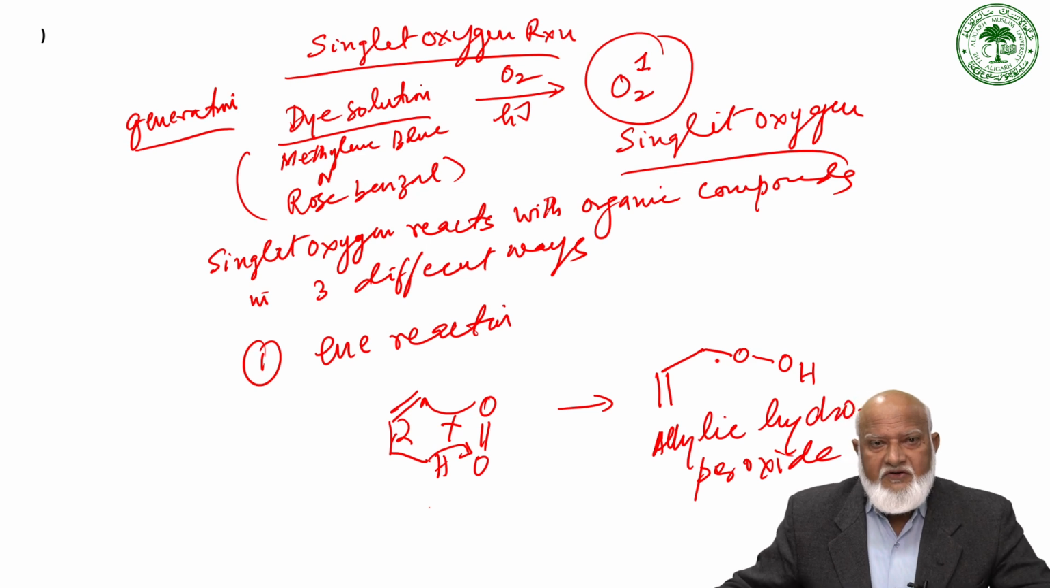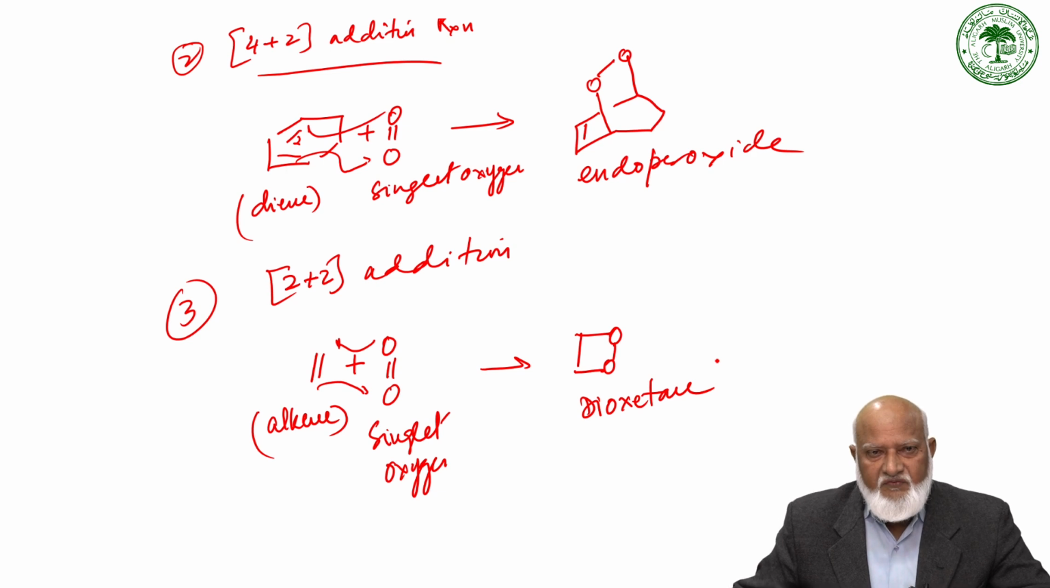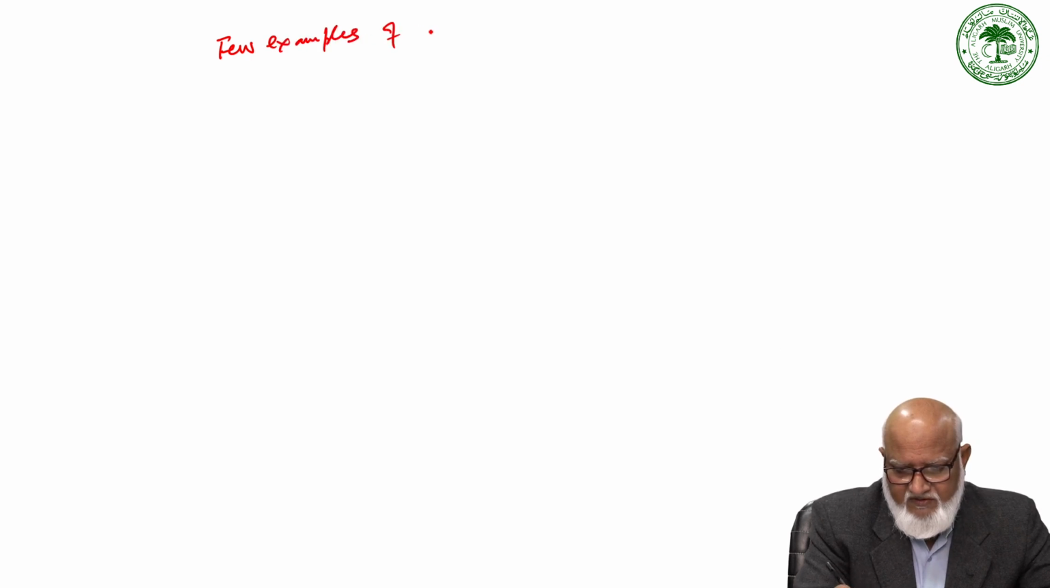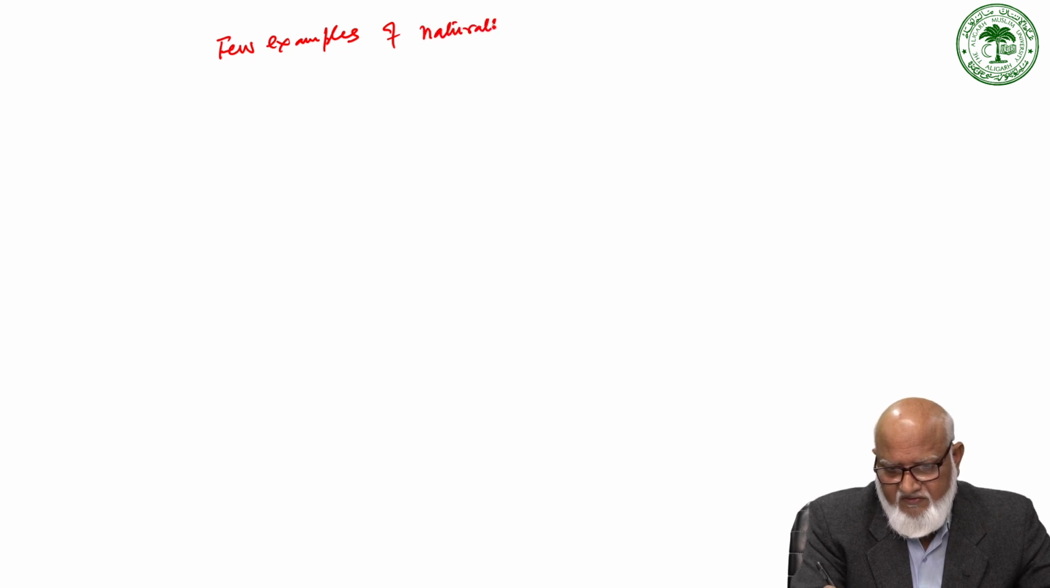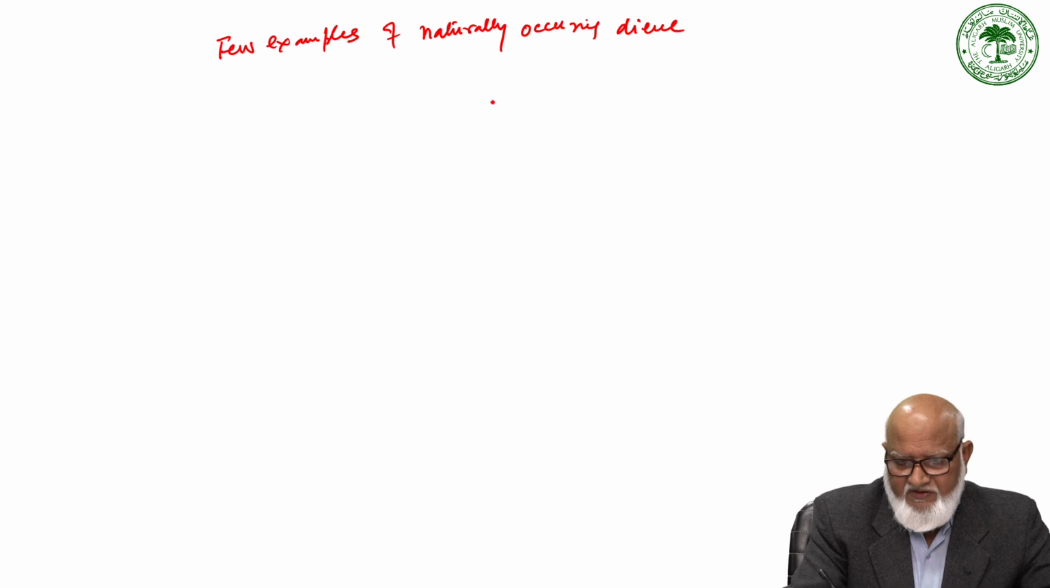and because of this, a large number of reactions have been studied to synthesize interesting products, especially lots of dienes undergoing 4+2 cycloaddition reaction from different natural products. So we'll see a few examples of natural dienes with singlet oxygen.